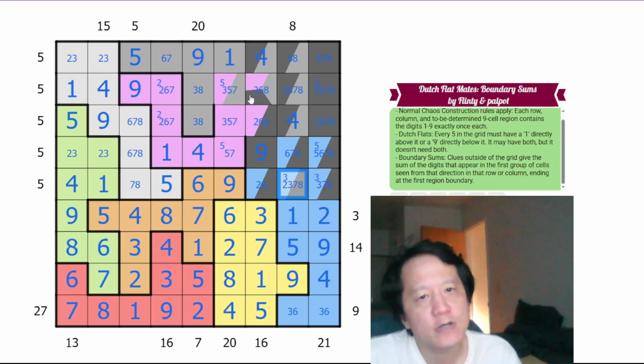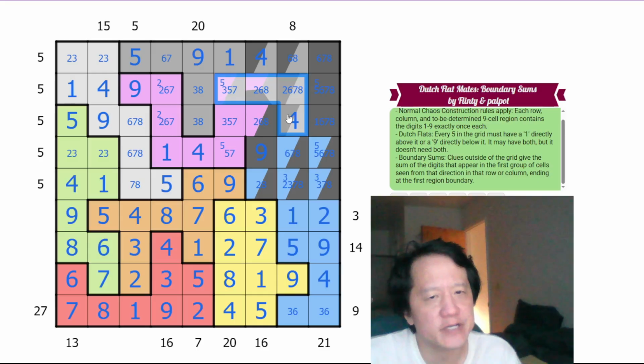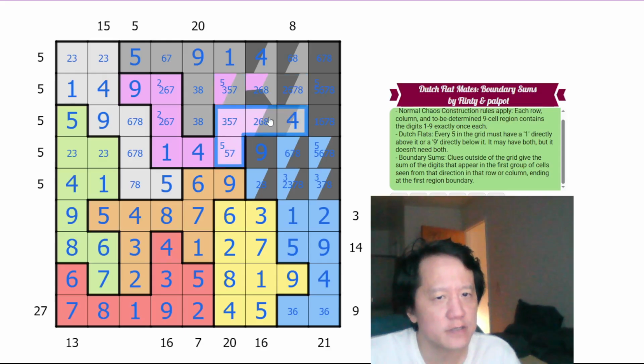Hmm. This can no longer be all gray going down to here, because if we tried to do that, this pink does not extend. So, this cannot be gray. Medium gray. It has to be dark. This can't be dark. It's medium gray.